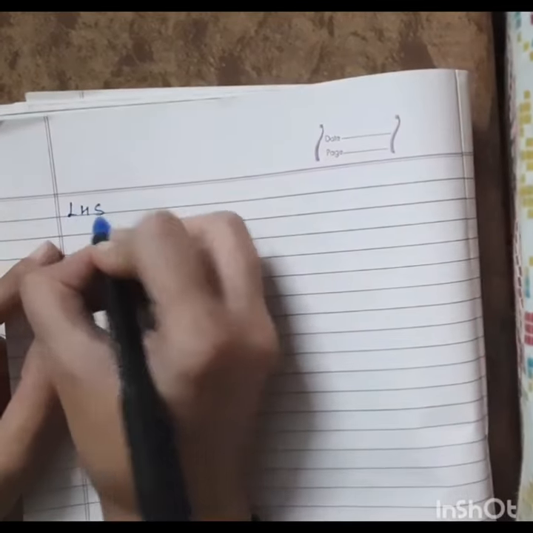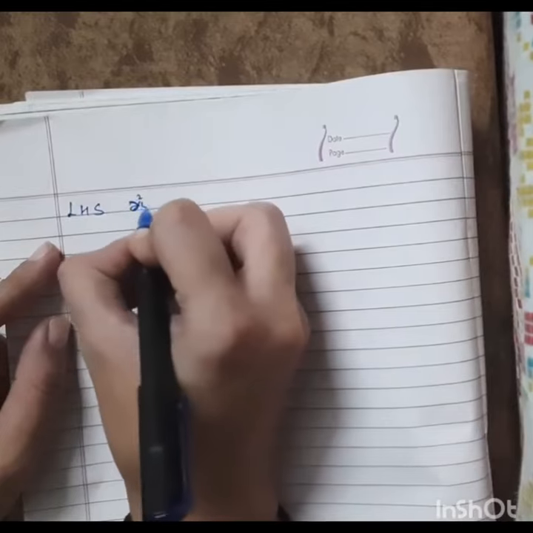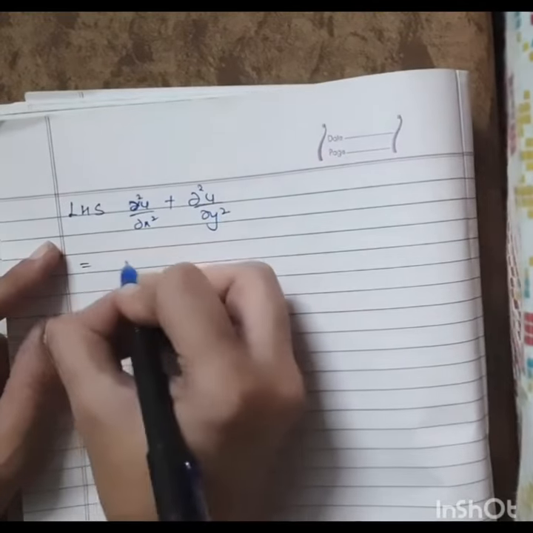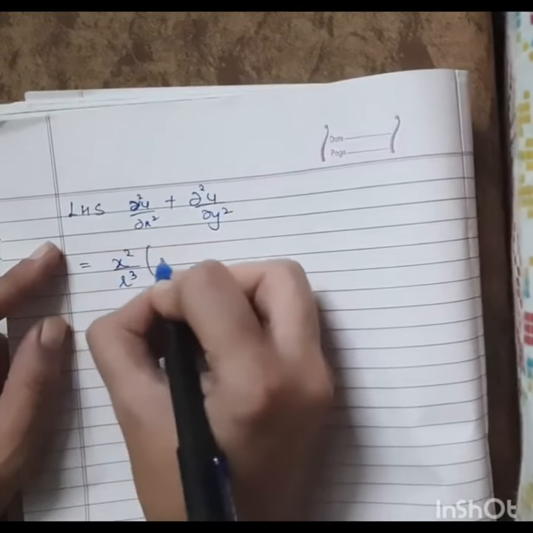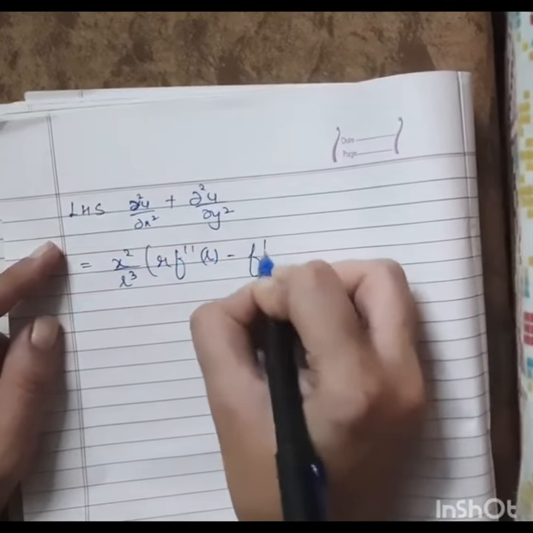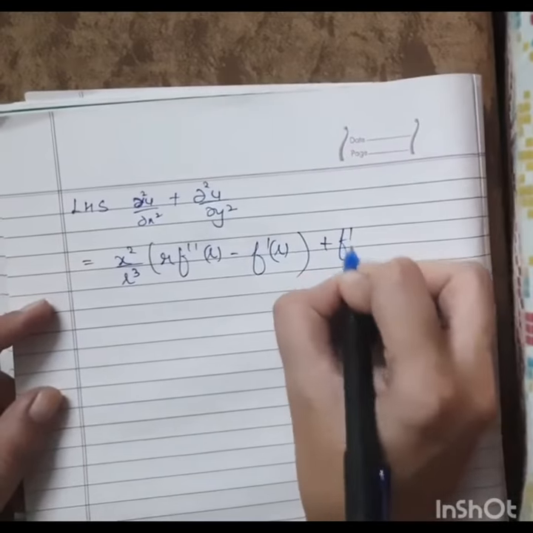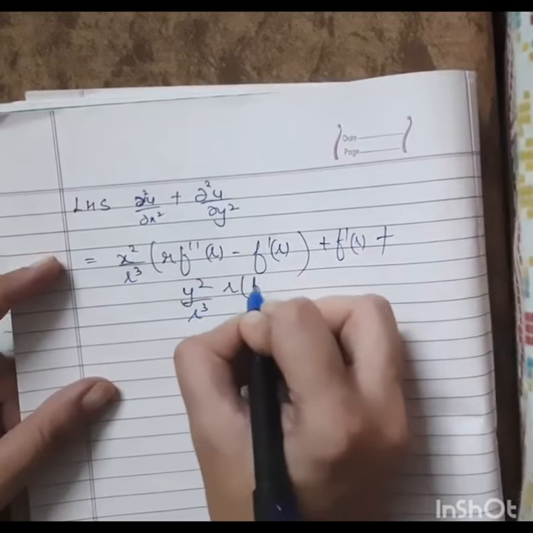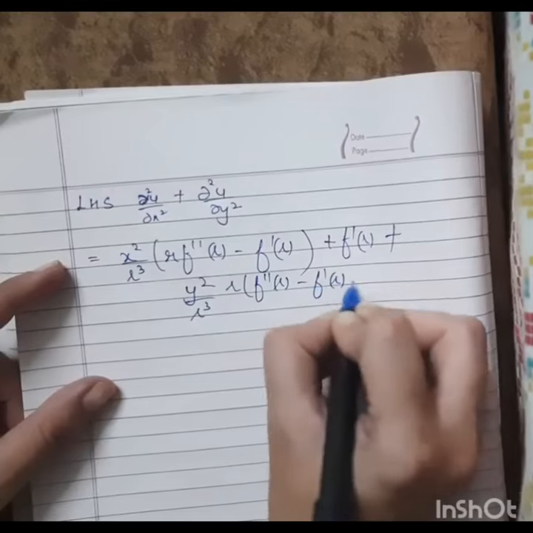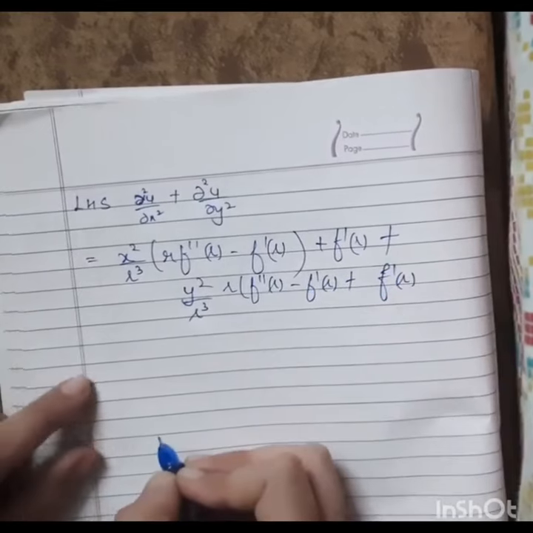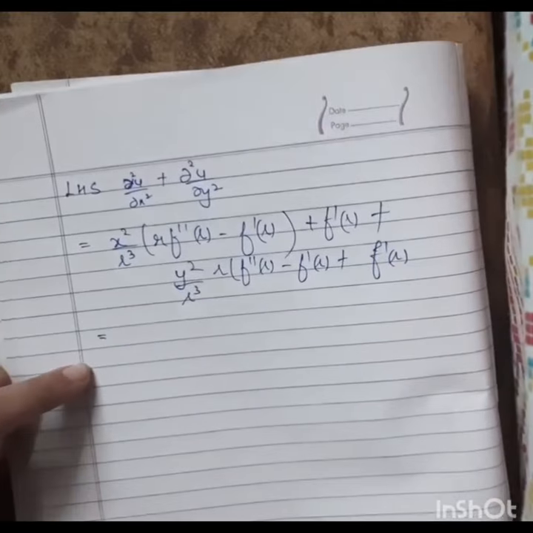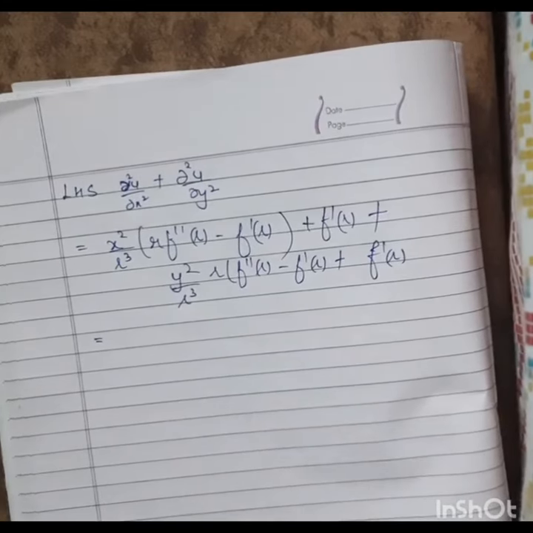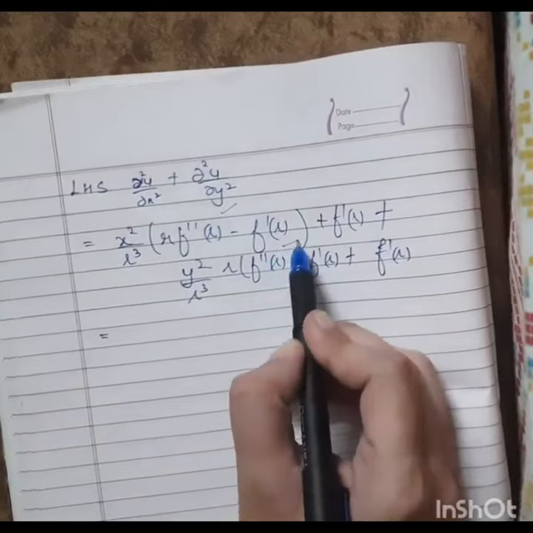So, considering the left hand side, ∂²u/∂x² plus ∂²u/∂y², we get x². Substituting the values now, simply this plus f'(r) plus, for y, it was y² upon r³ times r f''(r) minus f'(r) plus f'(r). It might look a little confusing to you, but when you solve this by yourself, you will get much clarity. Now see, look at the first term and the third term.